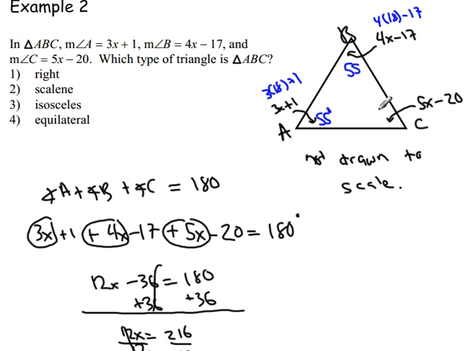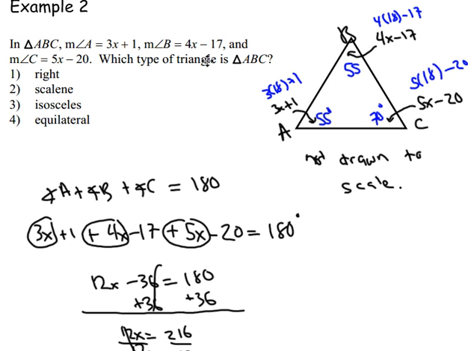And then here, we got 5 times 18, that's 90, minus 20, that's 70. So this angle here is 70 degrees. So we have 55, 55, and 70. Let's make sure they add up to 180 so we know we did everything right. 55 plus 55 is 110, plus 70, it is 180.